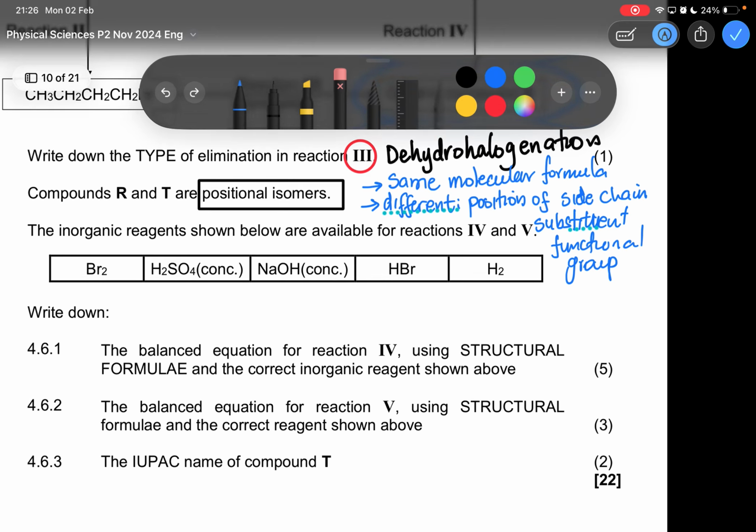Sharp. Now, the inorganic reagents. Once we talk reagents, you must know that we are referring to the reactants. These are the reactants that they are referring to. Shown below are available for reaction 4 and 5. Already I'm seeing red flags here. What should not be here? So what should not be here is this one, because there's nowhere where water was added.